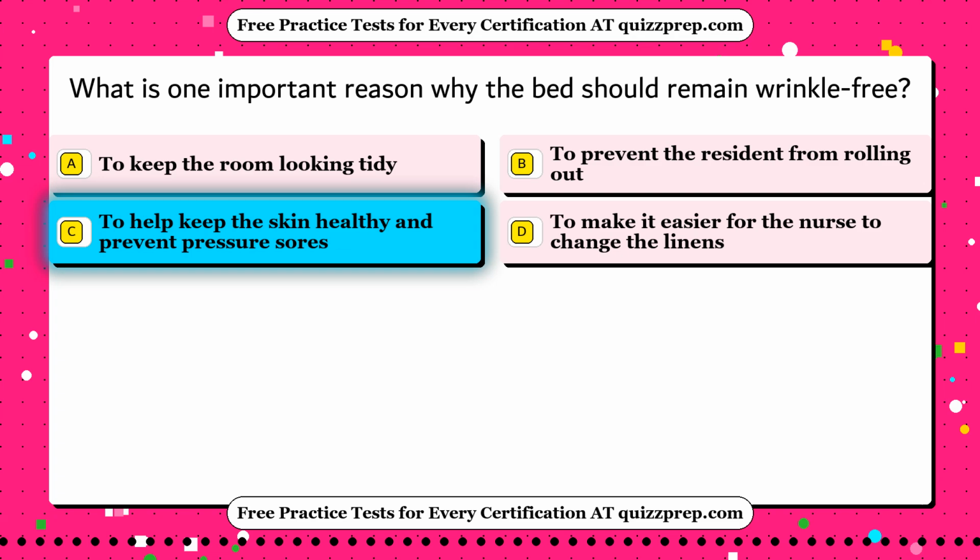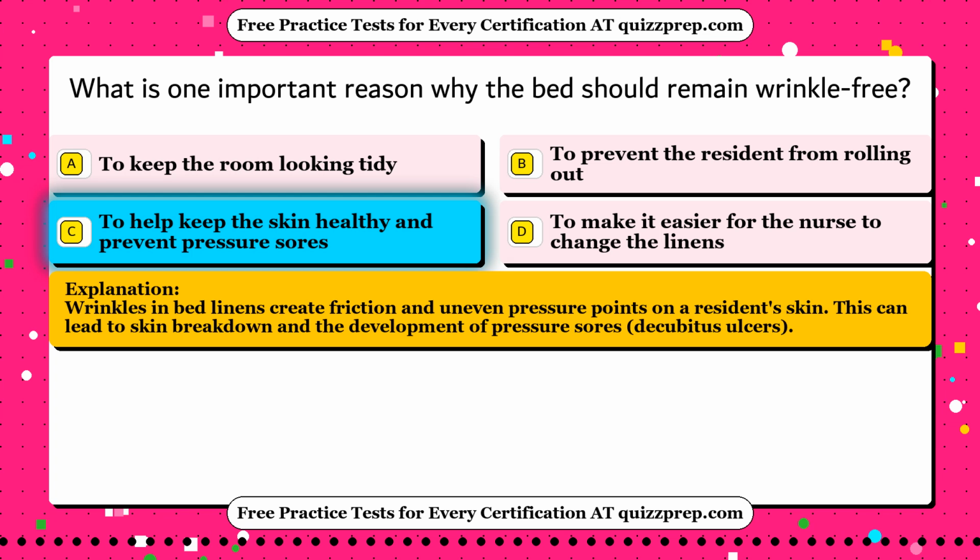The correct answer is option C. To help keep the skin healthy and prevent pressure sores. Wrinkles in bed linens create friction and uneven pressure points on a resident's skin. This can lead to skin breakdown and the development of pressure sores, decubitus ulcers.